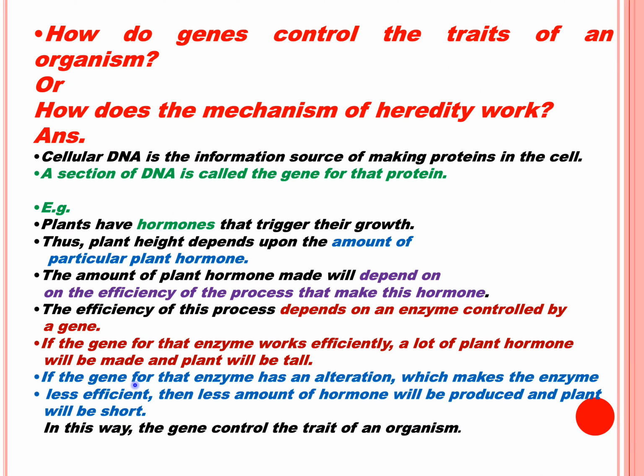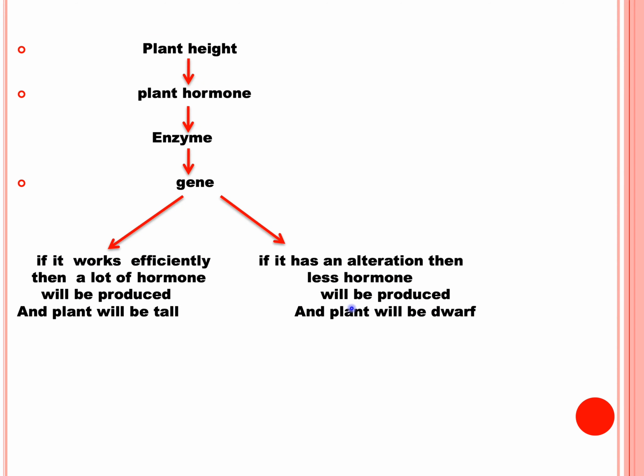But if the gene has some alteration, then the process that make enzyme for that hormone will be less efficient, and as a result the less amount of plant hormone will be produced and the plant height will be short. In this way, the gene controls the trait of an organism. Let us see this whole process with the help of one flow chart.